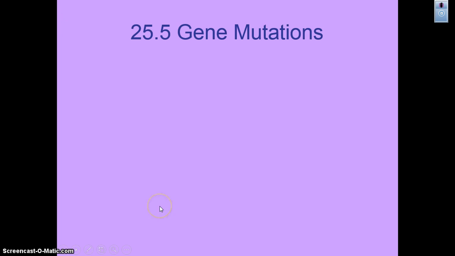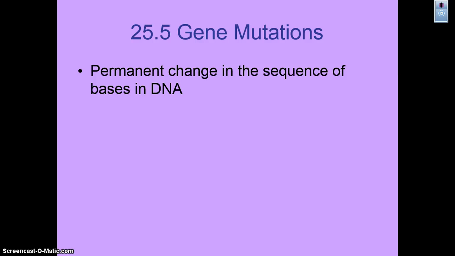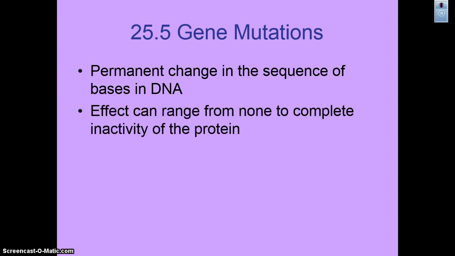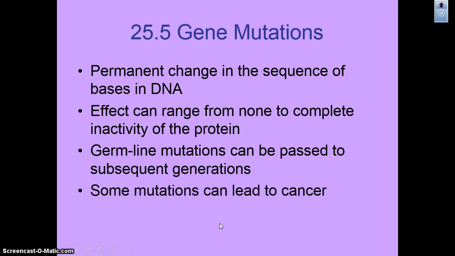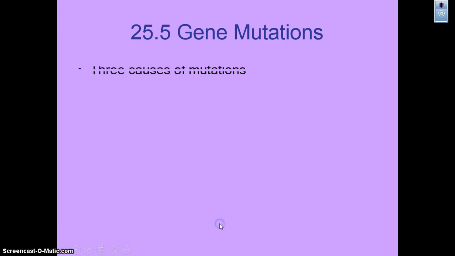We've already looked at a few different types of gene mutations in the last chapter, but let's look at what specifically happens during a mutation. A mutation, by definition, is a permanent change in the sequence of bases in the DNA. This effect can range from no effect at all to a complete inactivity of the protein that's being coded for. A germline mutation can be passed on to subsequent generations, and some mutations can lead to cancer.